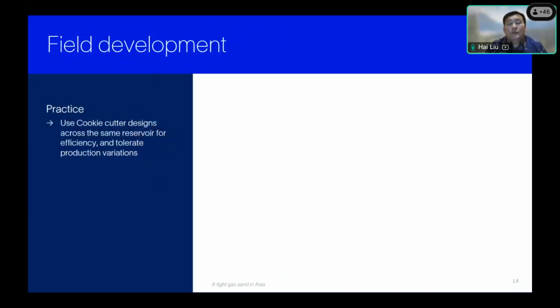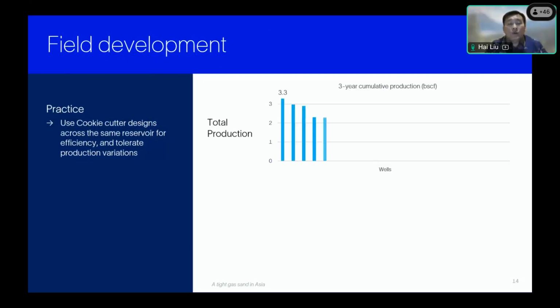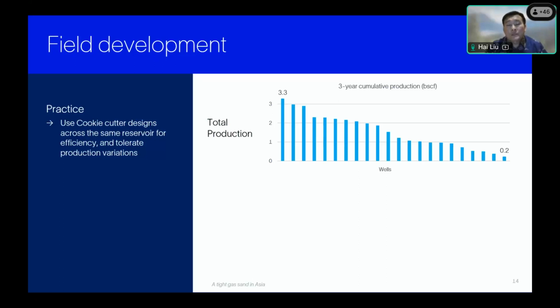The last challenge I would like to emphasize is optimizing stimulation designs based on reservoir conditions to get better production outcomes. It is very common practice today to do so-called cookie-cutter designs in an effort to drive efficiency and reduce cost. And when a stimulated well doesn't produce, it's often blamed on reservoir quality. So let me show you a real example from Asia, where post-stimulation performance from a campaign of stimulated wells was compared. There's a huge spectrum, as shown on this graph in the middle, with 3-year cumulative production ranging from over 3 BCF to only 200 million SCF.